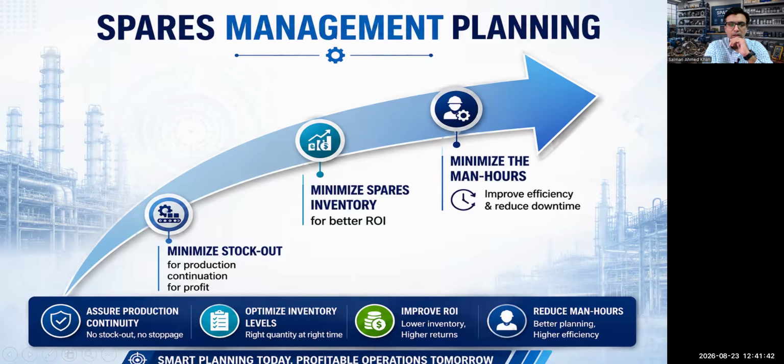In order to assure production continuity, there must be no stockout and no stoppage. Then you have to optimize the inventory level and make sure you have the right quantity available at the right time. Better ROI means doing continuous improvement in lowering your inventory for high returns. After that, you have to reduce man hours, and man hours can be reduced when you have better spare planning available in your inventory.